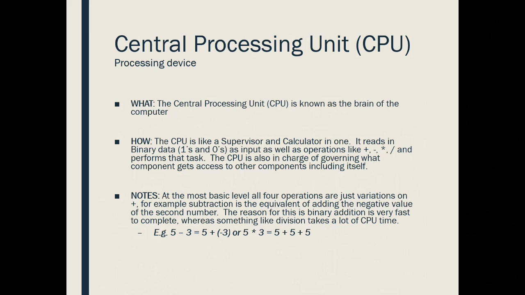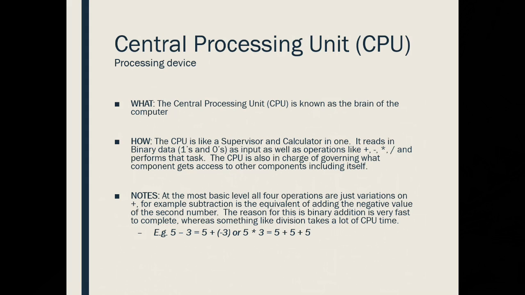So for example, 5 plus 3 is 8. But you can also do 5 plus minus 3. That's the same thing as saying 5 minus 3. It still works out. You want multiplication, 5 times 3, that's really just 5 plus 5 plus 5. Same thing, even division can be broken down into addition to some degree. So that's all the CPU really does, is adding and governing.